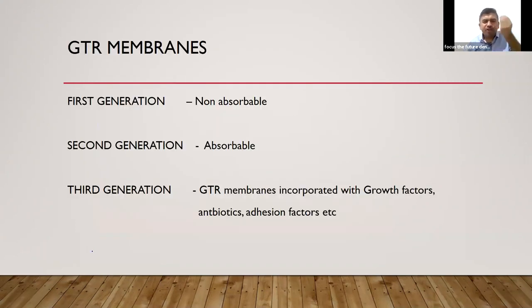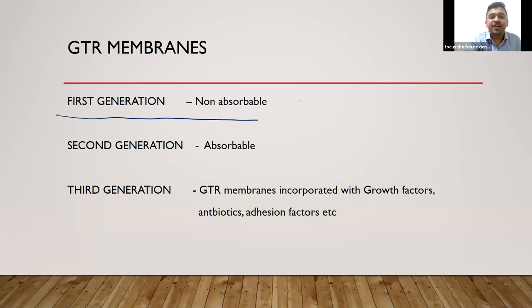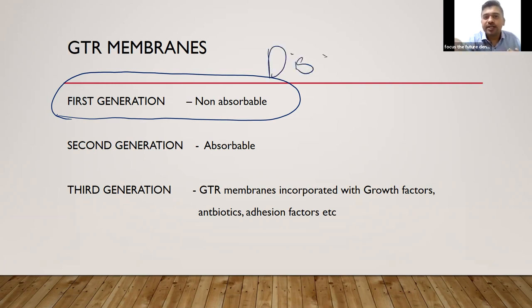Now, to give you a brief idea about the GTR membrane. The GTR membrane can be classified into 3 categories, or 3 generations. You have first generation GTR. What are these? These are membranes that you place, but they are non-absorbable, or they do not resorb. So what is the disadvantage of using first generation GTR membranes? That they do not resorb. Yes, very good, Prakriti. Excellent.